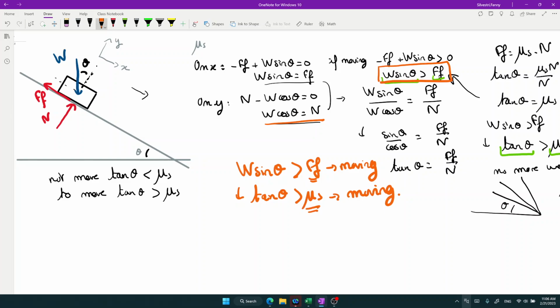And this coefficient of friction depends on what? The surface in contact. Okay? If it's smooth, if it's rough, if it's a large area, it just depends on that.